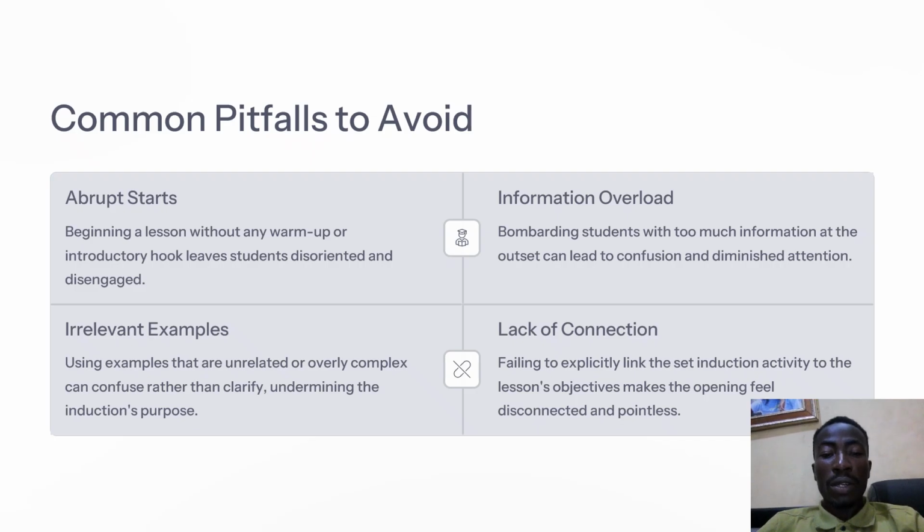Then lack of connection, fine, that's a pitfall that you should avoid when you fail to explicitly link what your students are learning now with what they have learned before. When you fail to link your set induction with the objective of the lesson, so you don't just bring an activity into class that has no correlation with what they are going to learn in the class. It is a lack of connection. You should avoid it at all costs.